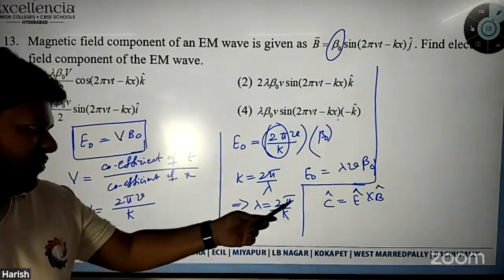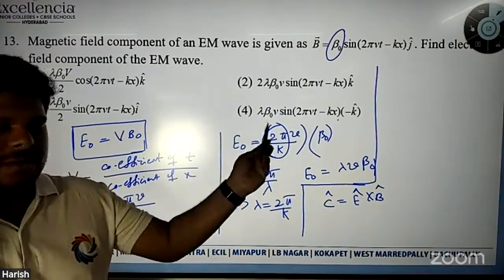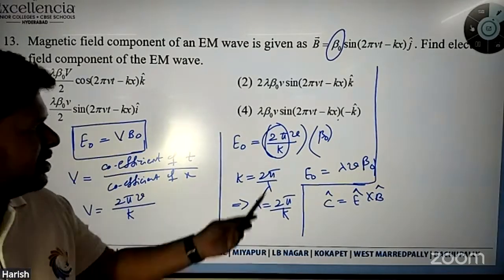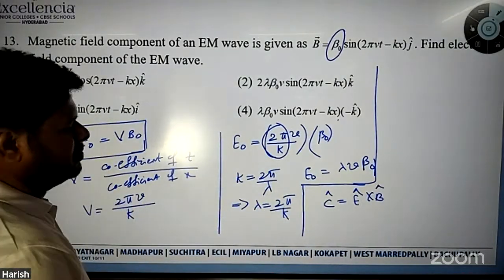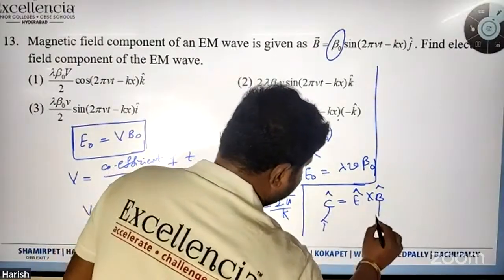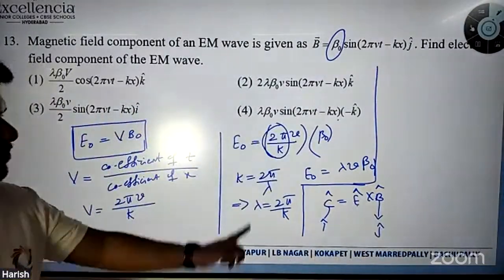Actually, for this given question, we do not even need this, because E_0 is matching only for this one. Directly we can choose that, but still, if there are more than one option where E_0 is this much, then you can go for direction. So as per the given question, this is I cap and this is J cap, so this has to be minus K cap. That's option B.